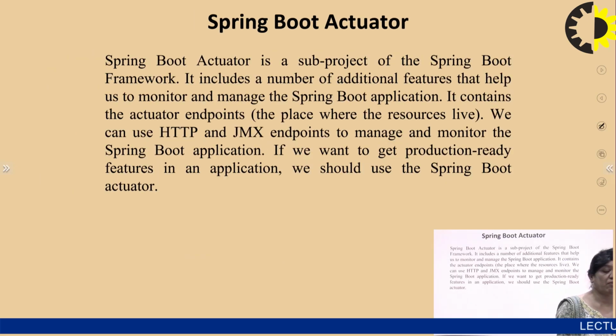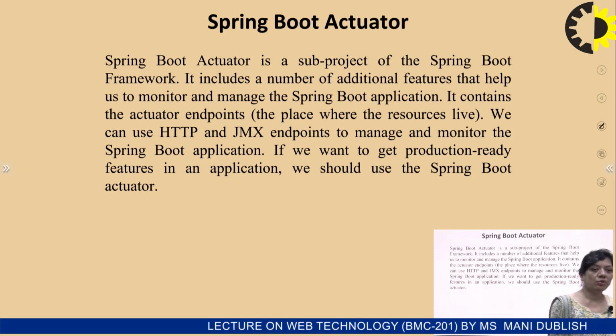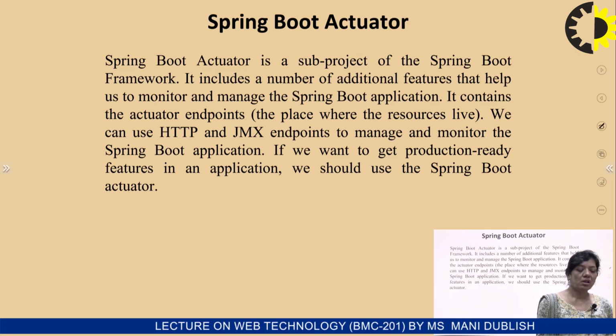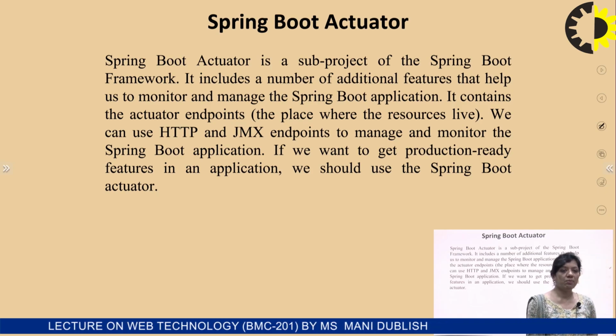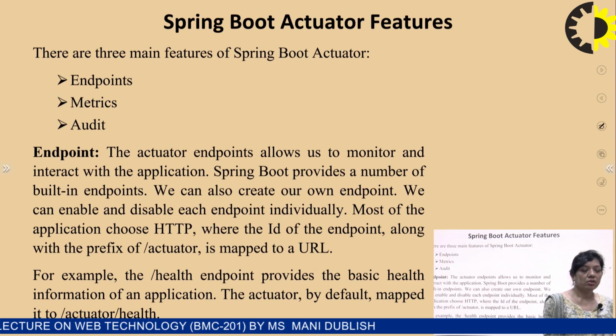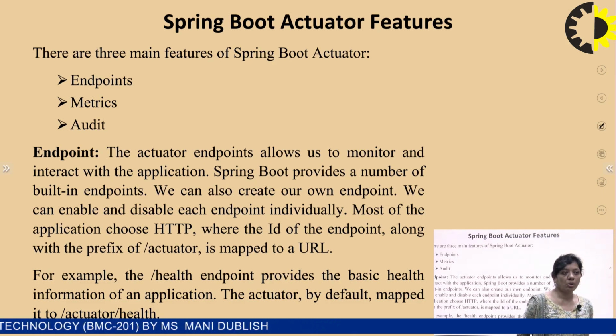The Spring Boot framework includes a number of additional features that help us to monitor and manage the Spring Boot application. It contains the actual endpoint, the place where the resource lives. So we can use HTTP and JMX endpoints to manage and monitor the Spring Boot application. If we want to get production-ready features in an application, we should use the Spring Boot Actuator. The features of Spring Boot Actuator are basically endpoint, metrics, and audit.